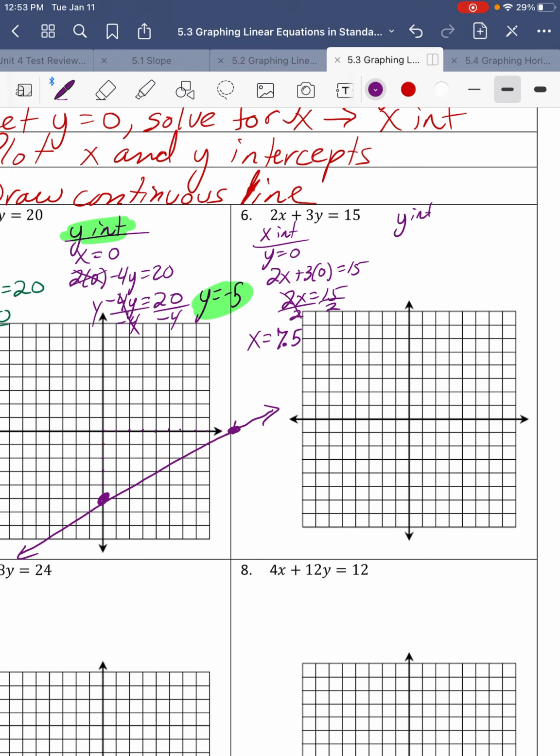To find our y-intercept, you set x equal to 0. So you get 0, you get 3y equals 15, divide by 3, you get y to equal 5. So our y-intercept is going to cross through at 5. Your x-intercept is going to cross through at 7.5. So 1, 2, 3, 4, 5, 6, 7. In between 7 and 8, right in between, is 7.5. And draw your line, and done.